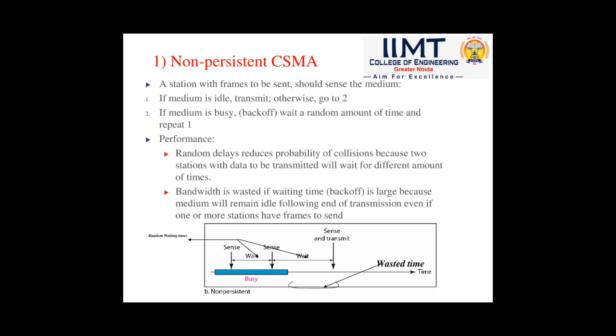Now in this method again, when n stations are present, when 10 stations are present and they are continuously sensing the channel, it is possible that the random waiting times of two stations can be the same.